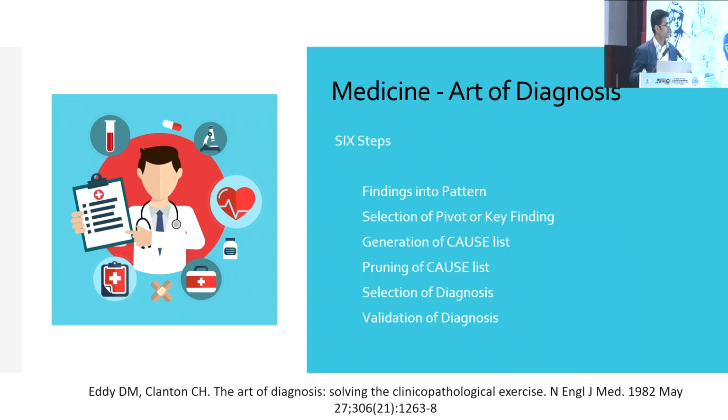So uveitis is like medicine. It's an art of diagnosis, combining your history, symptoms and signs, and then coming up with a pattern, finding some pivot, a key finding, going to a differential, narrowing down your differential, and then you make a diagnosis. That's a probable diagnosis which you can confirm with a test.